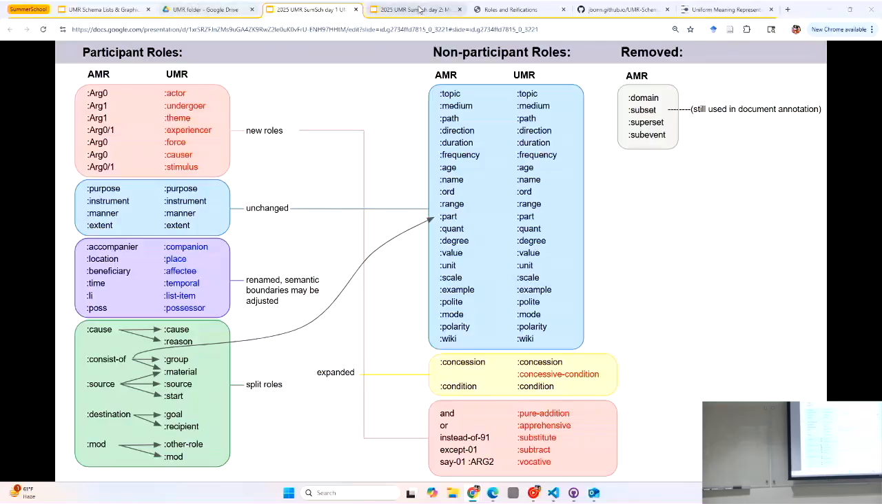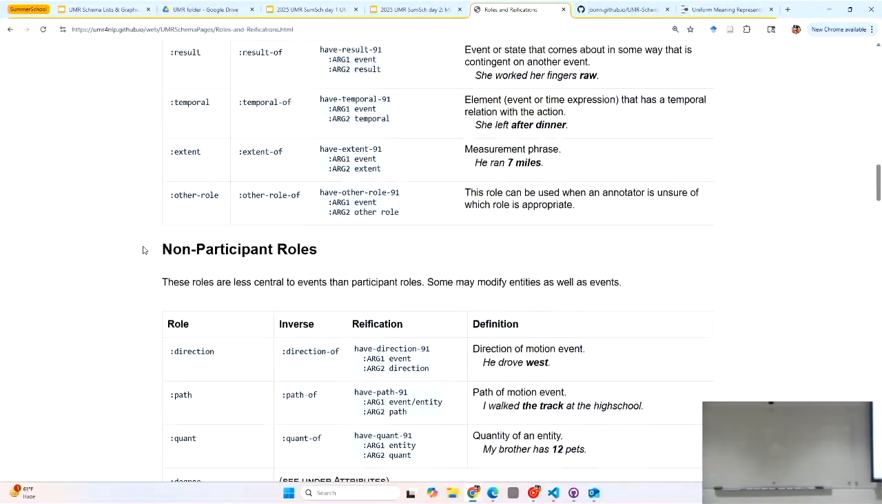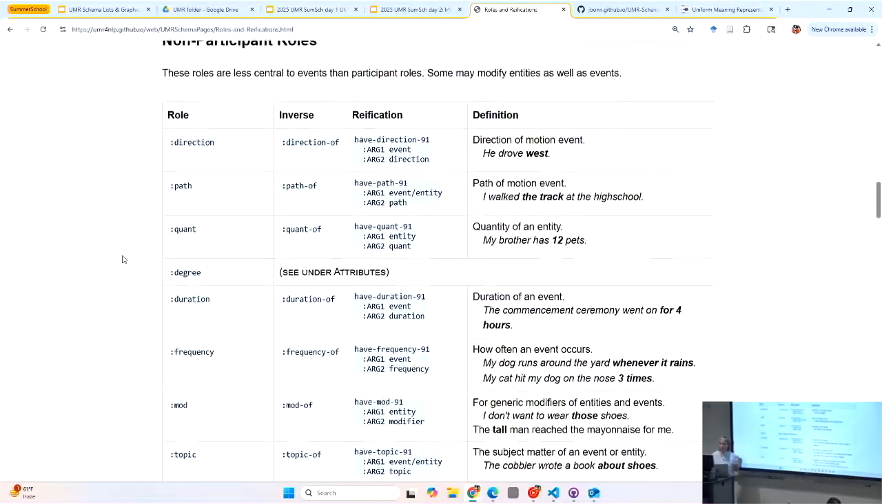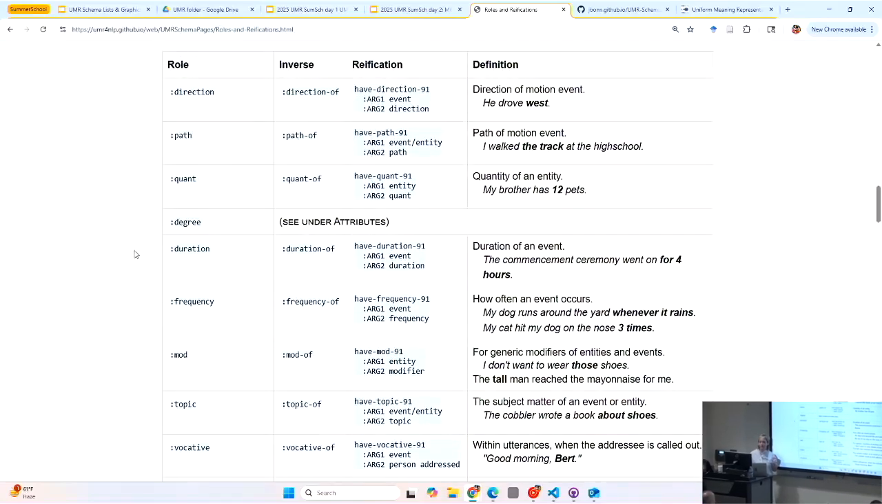Okay, but now I'm going to go back to this one. So the non-participant roles, just know these are here. A lot of these are just directly the same as AMR. Direction, path. No, path is not new.